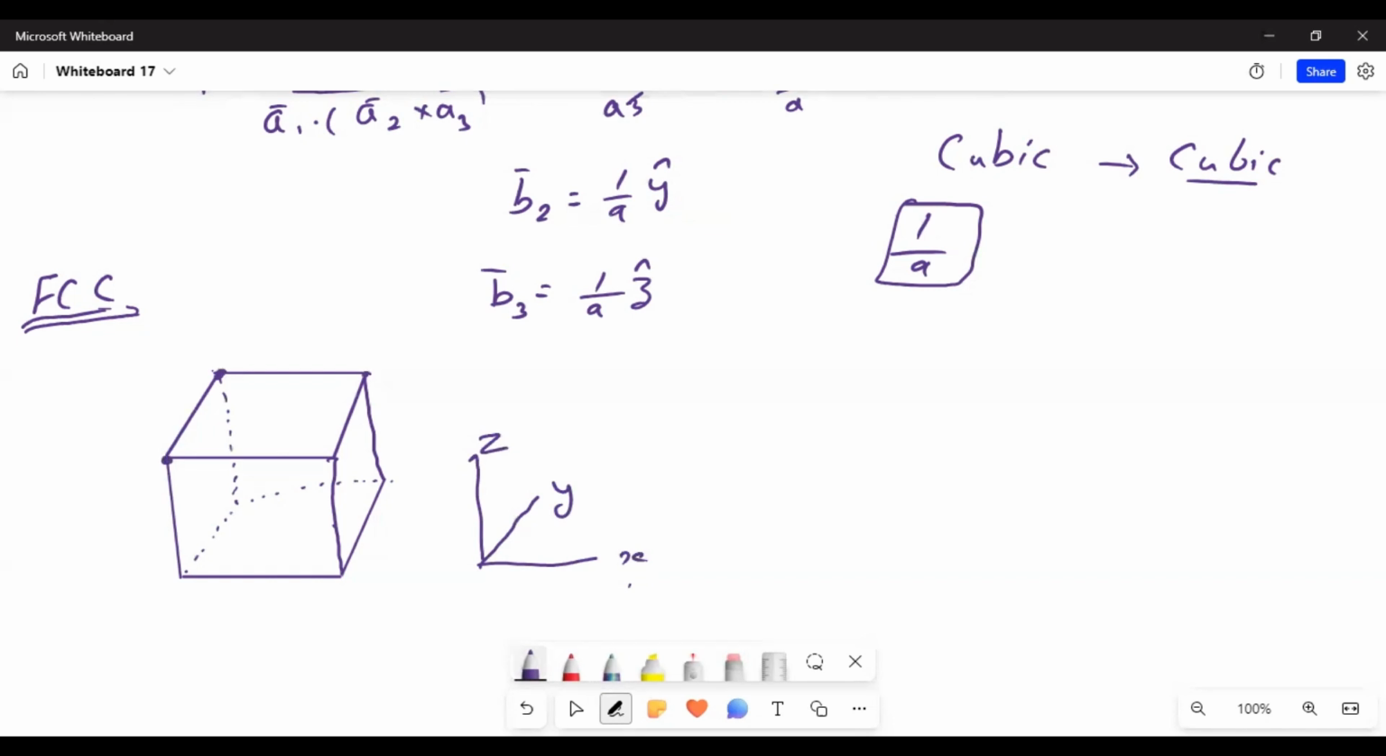First, this is a cube. So every corner will have one atom. And there will be one more atom on every face. For simplicity, I will be drawing only for these three faces. There will be one at the bottom, one at this face, and of course one at the other.